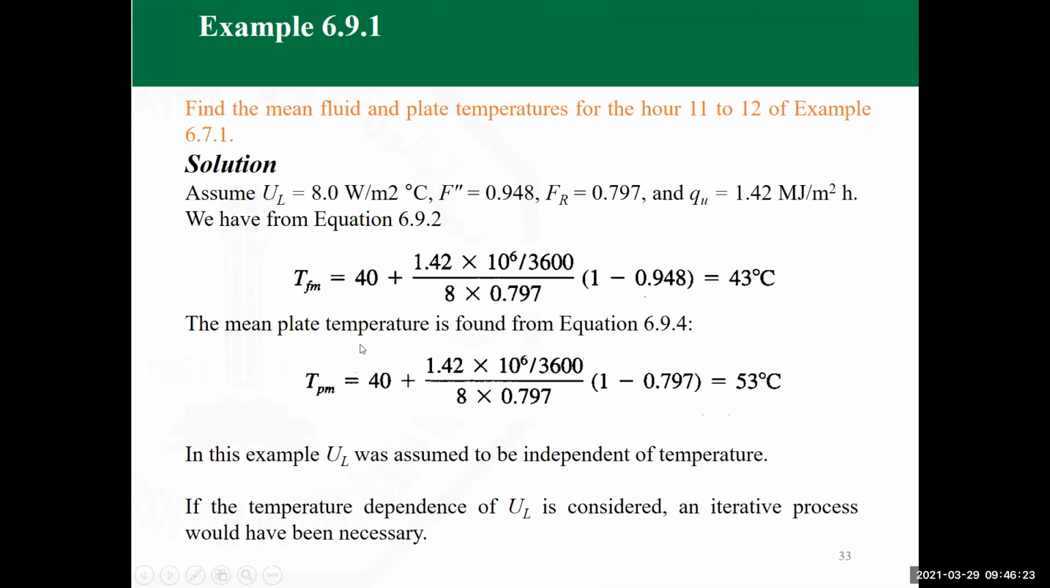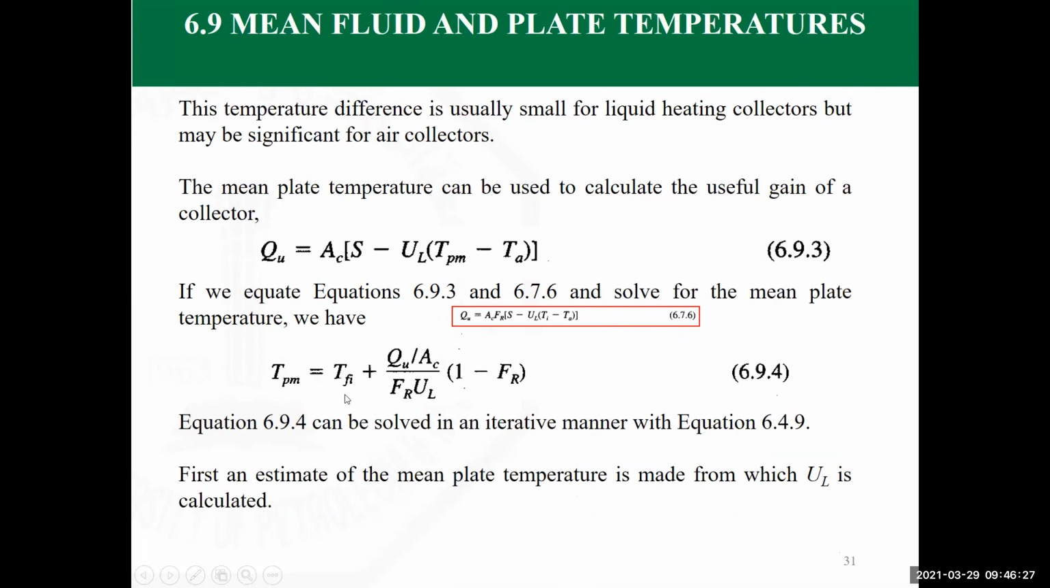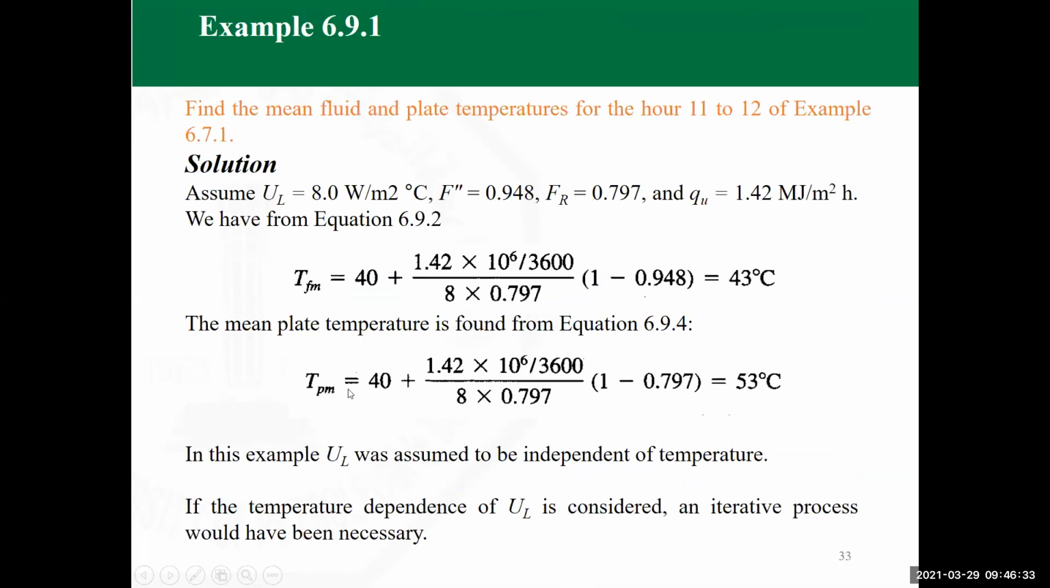The mean plate temperature can be obtained by equation 694, which is this equation, and gets the plate mean temperature as a function of the inlet fluid temperature. And when you do the substitution, you get the value as, you can see here, 53. Look at the difference between them. It's about 10 degrees. Which means that the first guess of a 10 degree difference between the fluid mean temperature and the plate mean temperature is something which is working fine here.